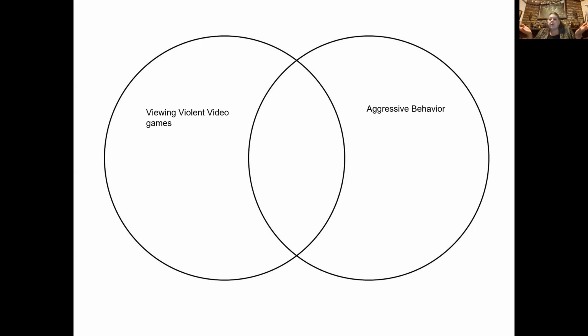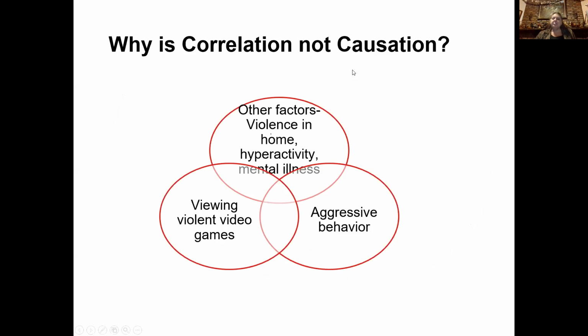We can say there's a positive correlation, but we don't know what is causing what. Could there be other reasons why this is occurring? Good food for thought. Actually, this is the big reason why correlation is not causation. When you have two factors that are just related to each other, there could be, like I said, violent video game viewing and aggressive behavior. Is it just because the person's more aggressive that they play the games? Or are they playing the games because they're more aggressive? Or are there other factors?